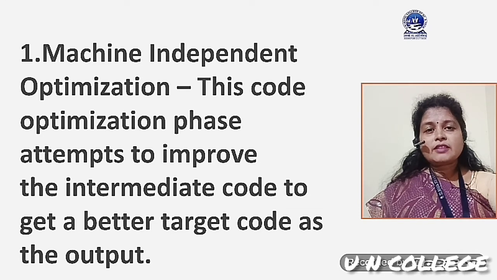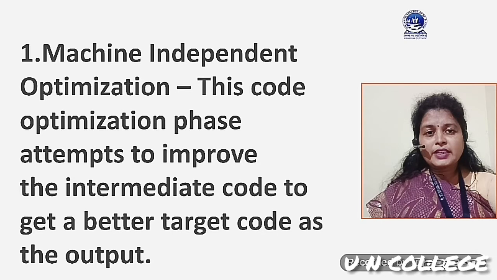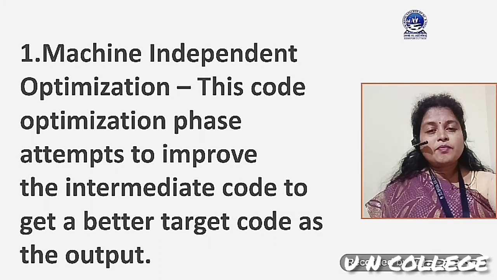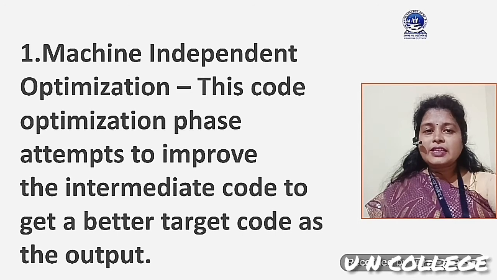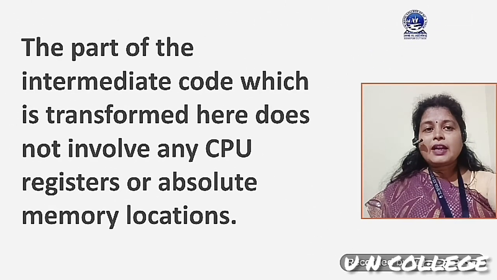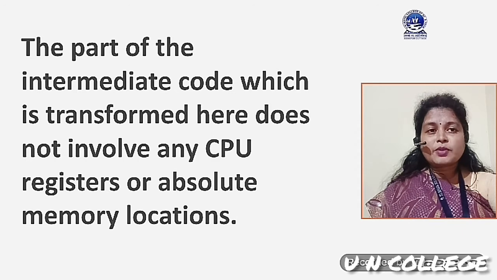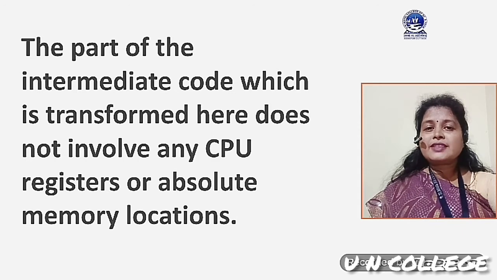This code optimization phase attempts to improve the intermediate code to get a better target code as output. We know that before generating target code, the compiler generates intermediate code, and the objective of machine independent code optimization is to improve the intermediate code. The part of the intermediate code which is transformed here does not involve any CPU register or absolute memory location. Obviously, as it is machine independent code optimization, it does not involve any CPU register.